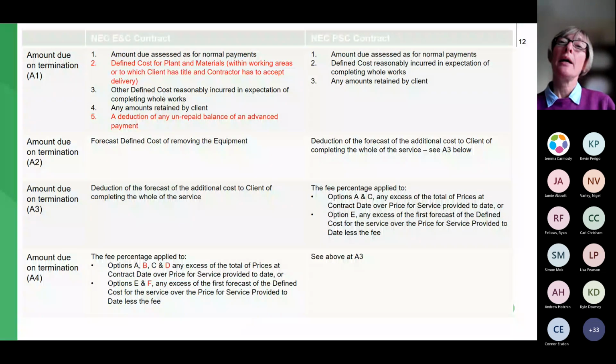And basically, as it says in the final column, see it at A3 above. So it's effectively the same provisions, it's just at A3. So it all makes sense.